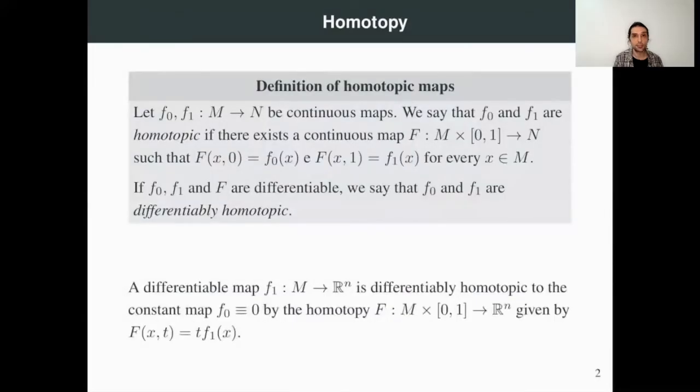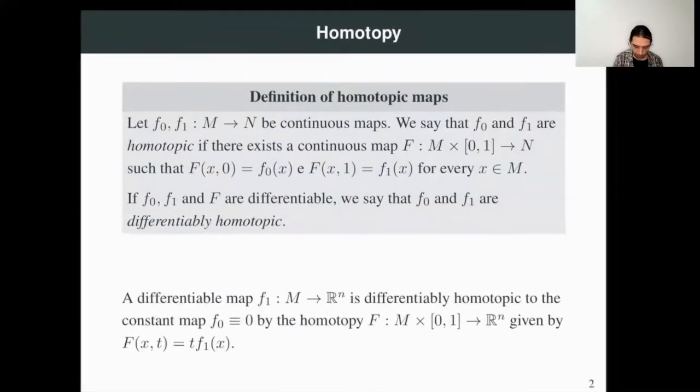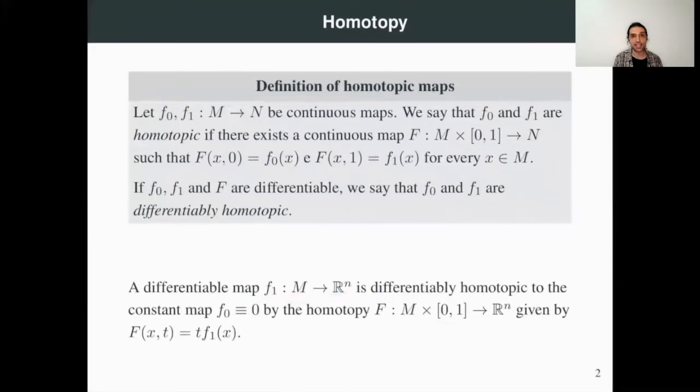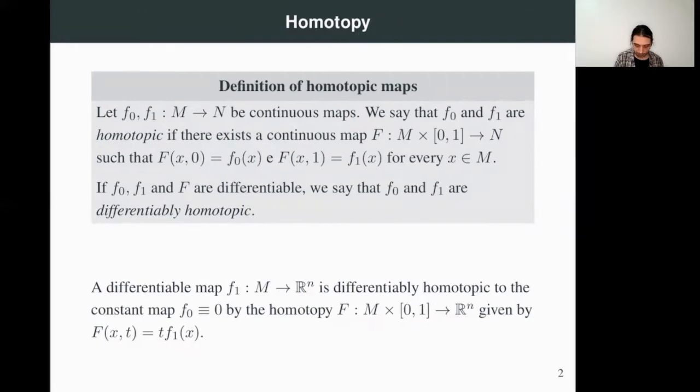A differentiable map f1 from M to a Euclidean space Rn is differentially homotopic to the constant map equal to 0. And the homotopy is very simple. It is the map capital F from M times the closed interval [0,1] to Rn that sends the point (x,t) to the product of t and f1 of x. And this is obviously a differentiable map.